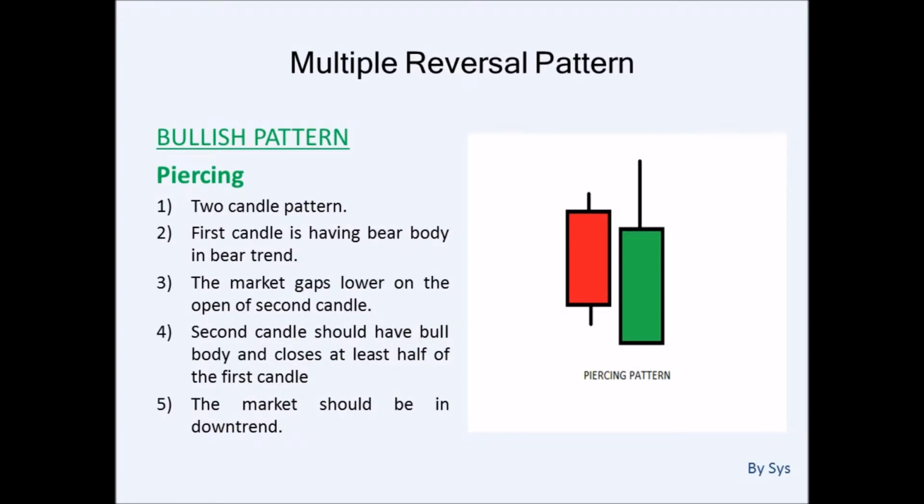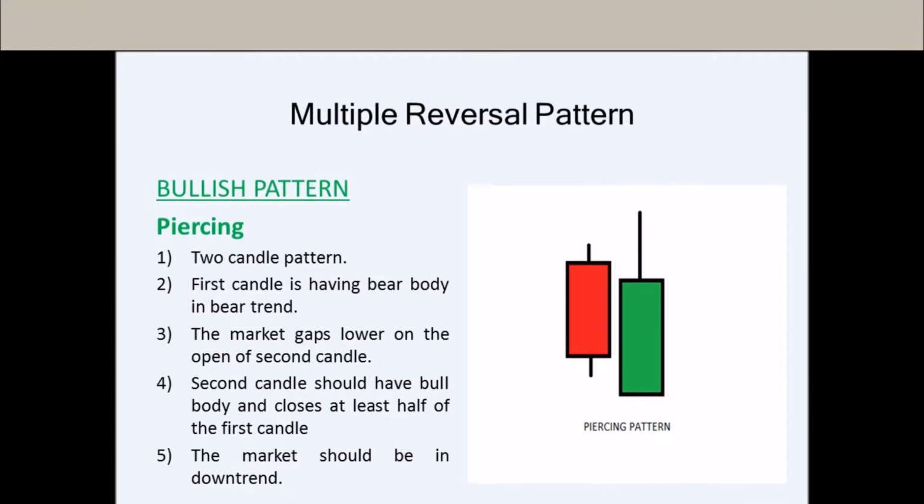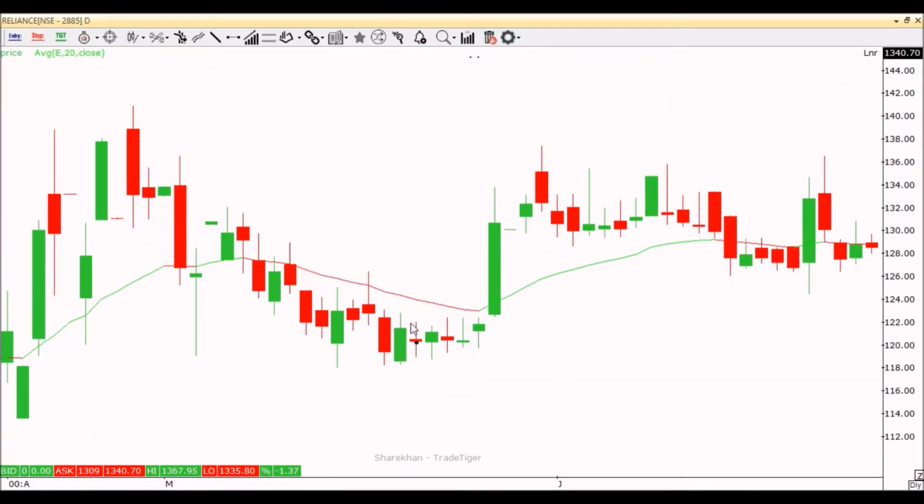The piercing pattern is a two candle bullish reversal pattern. The first candle has a bear body in the downtrend movement of the market, then the second candle appears with a lower gap and forms a bull candle which closes at least half of the first candle. There should be confirmation before you take the position.